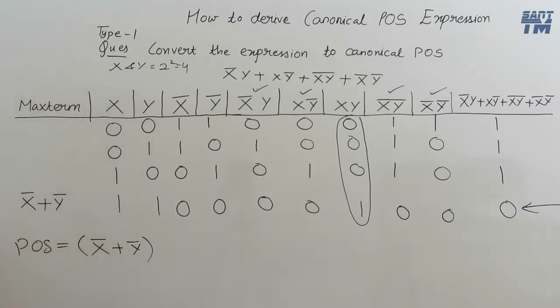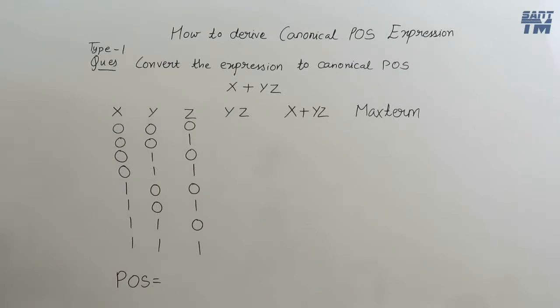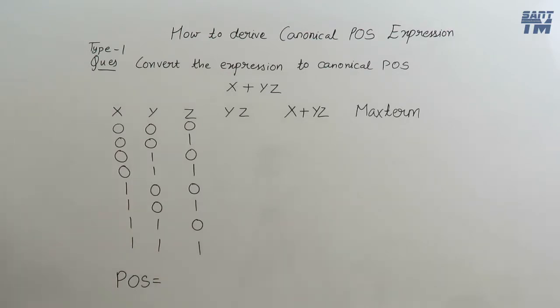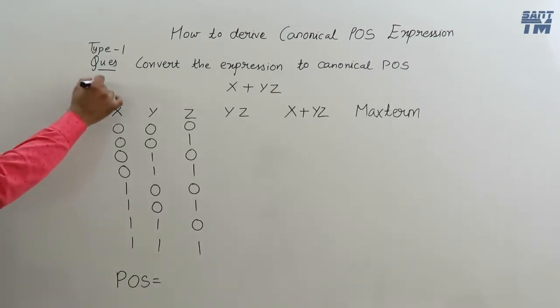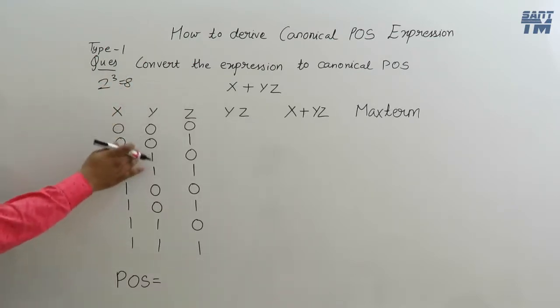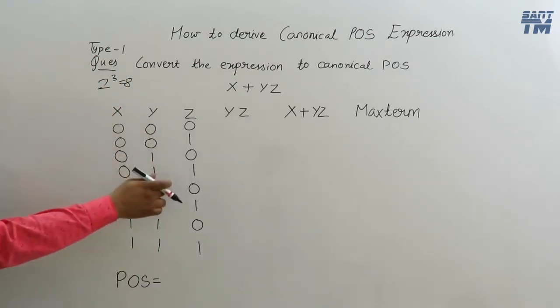This is our POS expression. We will consider one more example now. This is another example of the same type of question. They have given an expression x plus yz and we have to find the equivalent canonical POS for this. So we have made the raw truth table. There are three inputs x, y and z. So 2 raised to the power 3, 8 rows will be there. 4 zeros, 4 ones, 2 zeros 2 ones, 2 zeros 2 ones, 0 1 0 1 0 1 0 1.